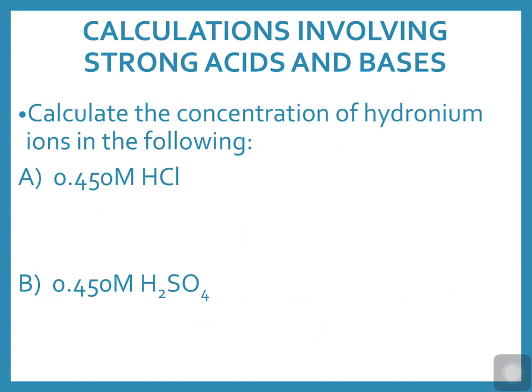Calculate the concentration of hydronium ions in the following. A 0.45 molar hydrochloric acid solution. So hydrochloric acid in water would dissociate, and it's an acid, so it's going to donate a hydrogen, leaving us with hydronium ion. In that balanced equation, we can see that we have a 1-to-1 ratio. However many moles of hydrochloric acid I have is the same as my number of moles of hydronium that gets created, and there's no change in volume here. So my hydronium ion concentration here is just equal to my hydrochloric acid concentration.